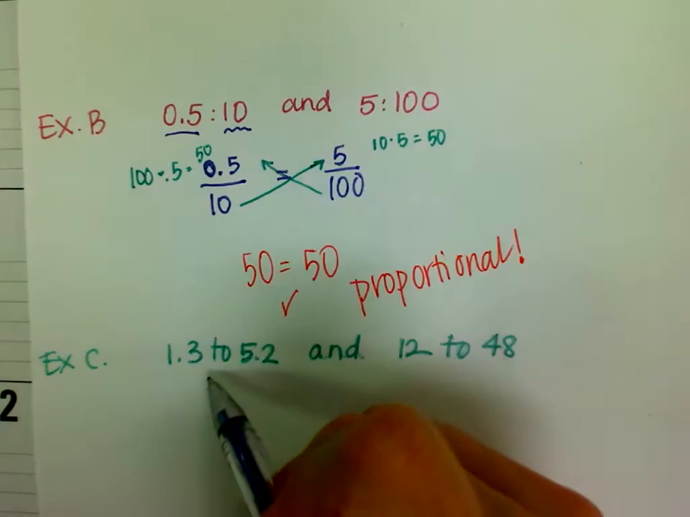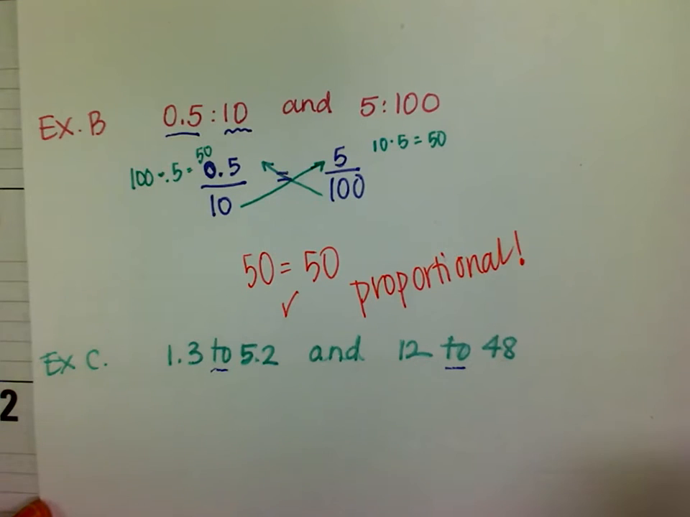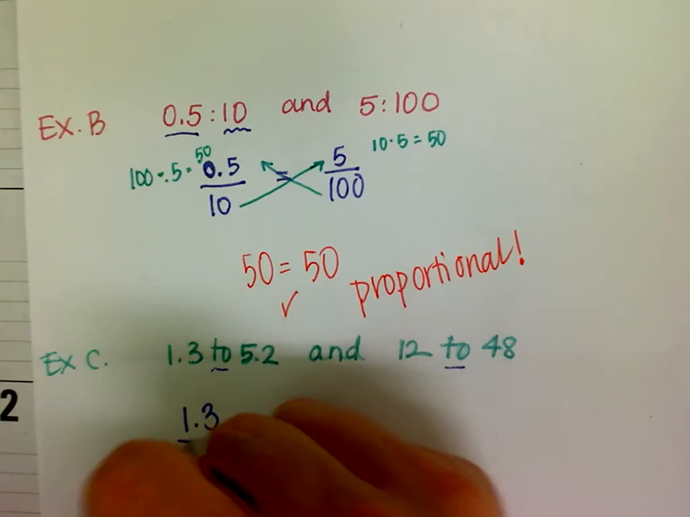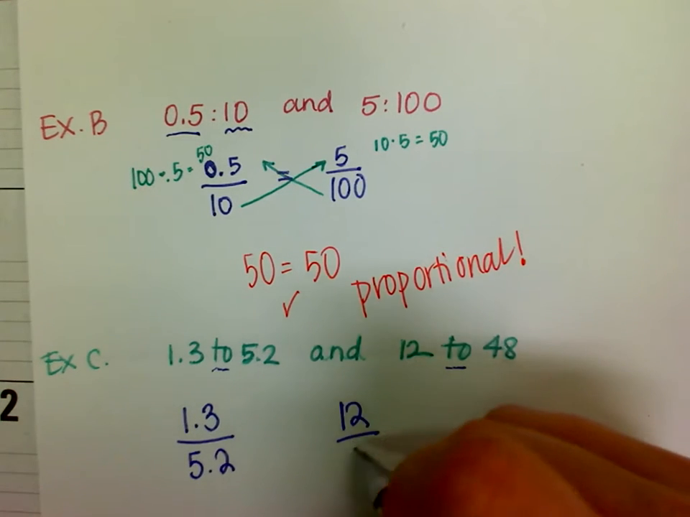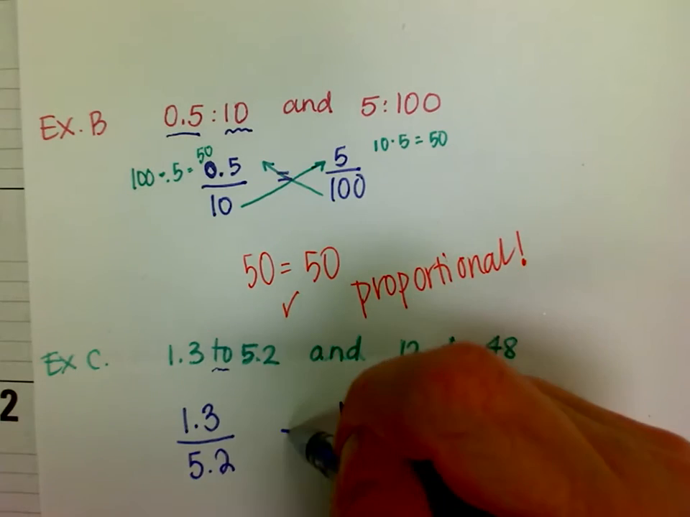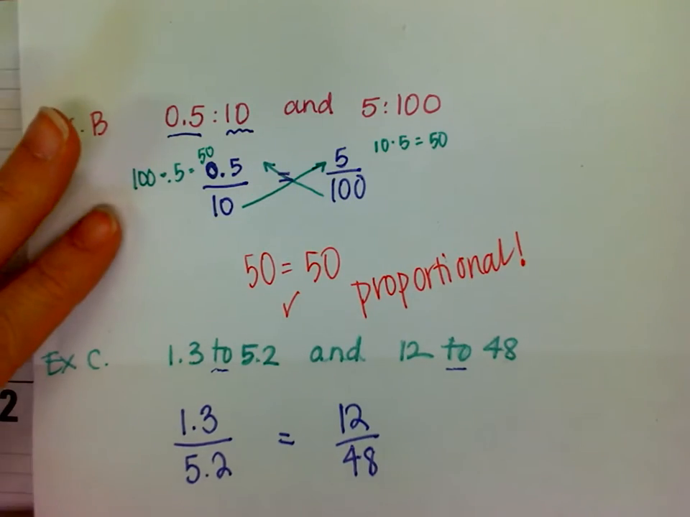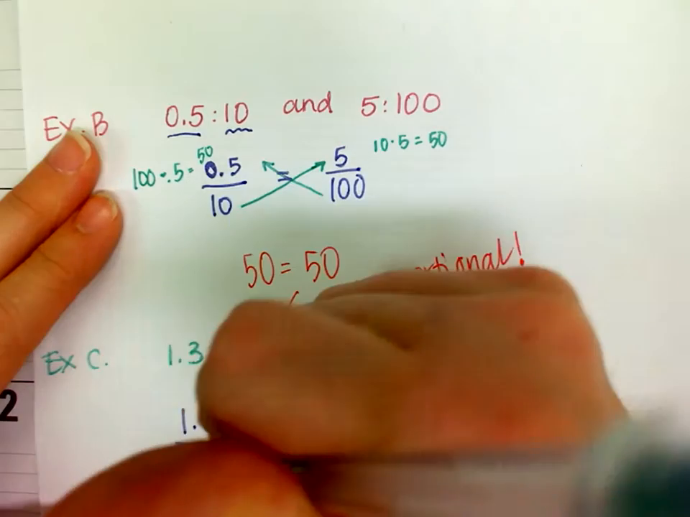Our last example is where they use the word to. And again, if they're not in fraction form, you need to set them in fraction form. So 1.3 over 5.2 and 12 over 48. Set them equal to one another. And go ahead and cross multiply.